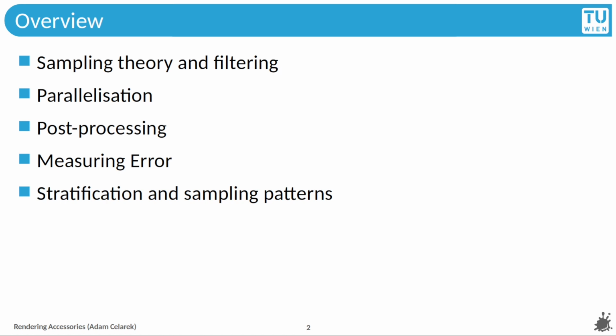Post-processing is at the end of the rendering pipeline. We will learn about how to map the high dynamic range data to computer displays and files. Then we'll have to talk about measuring error a bit. And last but not least, we'll take a step back and see how to reduce error by using more uniform samples.